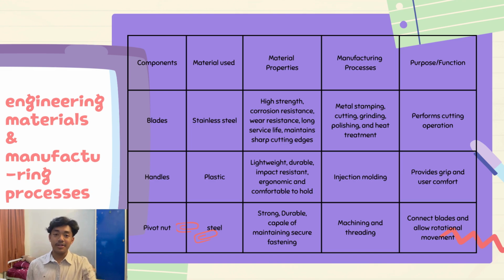So hi, my name is Nafis. Now I'm going to present the engineering materials and manufacturing processes. There are three components in our project, which are the blades, handles and also the pivot nut. For the blades, the material used is stainless steel, and it has high strength, resistance to corrosion, wear resistance, long service life and also maintains sharp cutting edges. The manufacturing processes are metal stamping, cutting, grinding, polishing and also heat treatment.